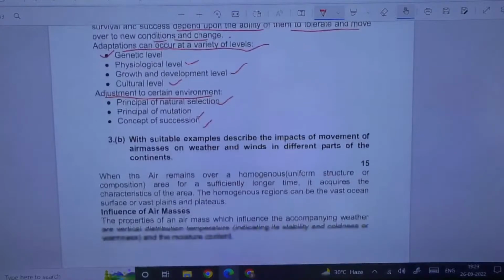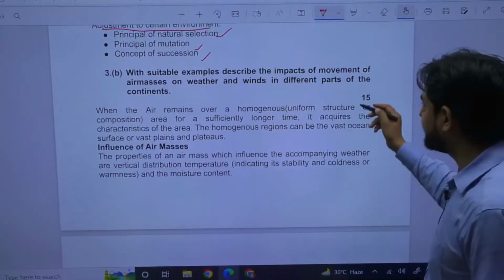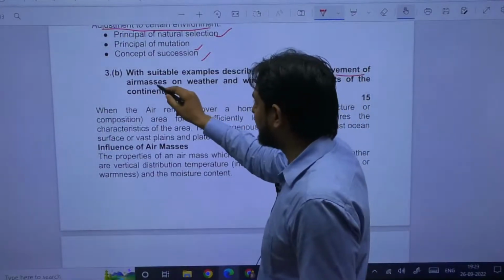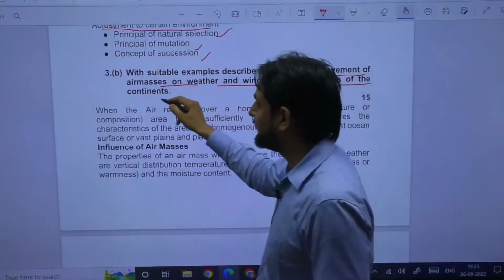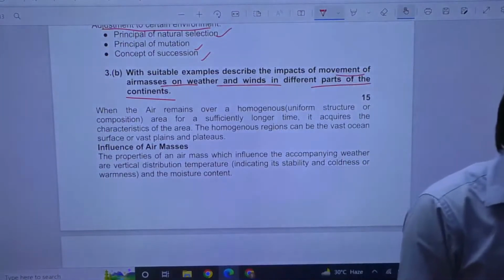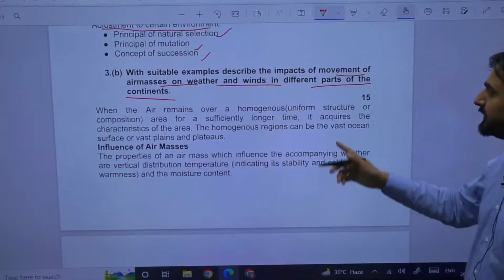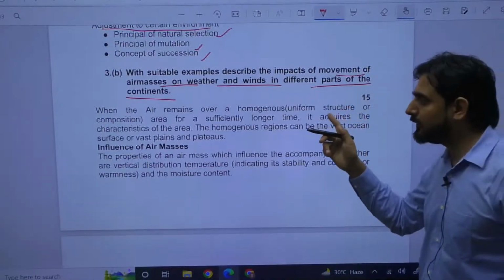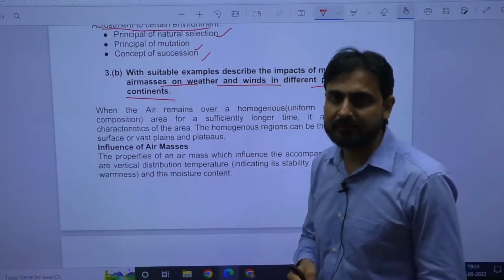Now further, 3b. With suitable example, describe the impact of movement of air masses on weather and winds in different parts of the continent. So with suitable example, you need to describe the impact of movement of air masses on weather and winds in different parts of the continent.